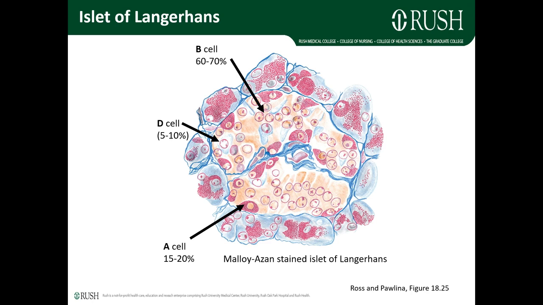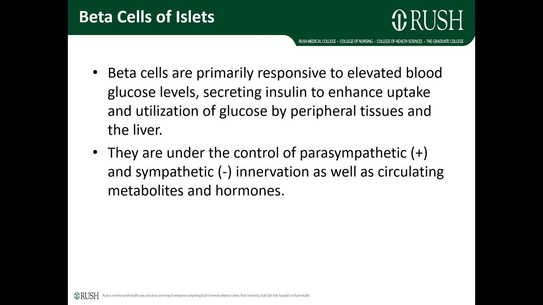This schematic demonstrates the islet composition as well as the spatial distribution of each cell type. Beta cells are primarily responsive to elevated blood glucose levels, secreting insulin to enhance uptake and utilization of glucose by peripheral tissue and the liver. These cells are under the control of parasympathetic stimulatory and sympathetic inhibitory innervation, as well as circulating metabolites and hormones.